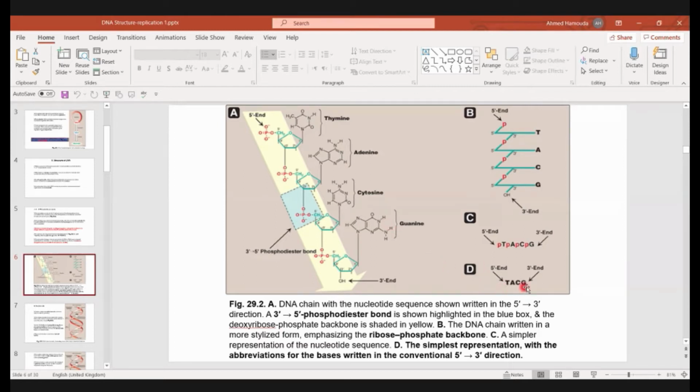We put them together and we write 5 prime. This 5 prime will be written at the T. See here, T, and this is the 5 prime, and this is the G, guanine, and this is the 3 prime. So here at the 5 prime is a phosphate, at the 3 prime is OH.